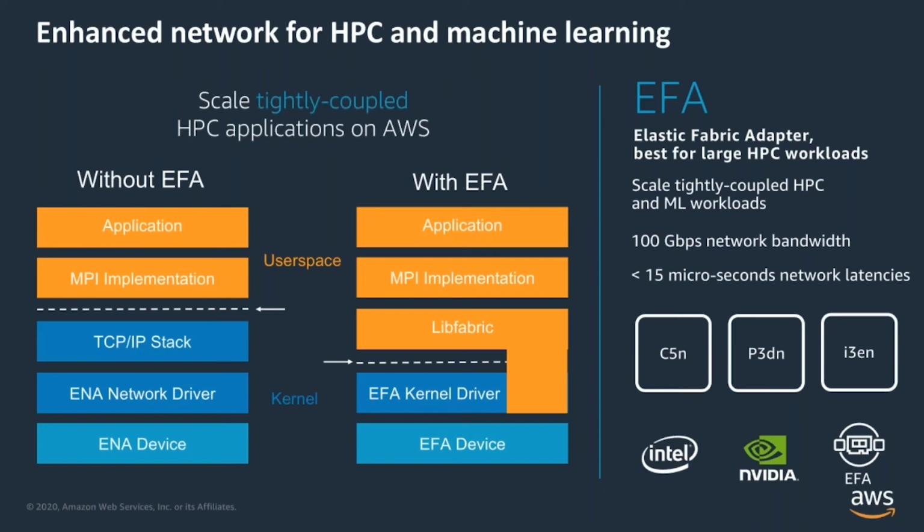What EFA does is it uses a technique called OS bypass, which basically is whenever an application talks to your network interface, it doesn't get the OS involved. So this reduces the overhead and allows the application to run more efficiently, and also gives you that higher throughput. So if you're using HPC or machine learning applications and requiring high throughput, enable EFA on your EC2 instances.